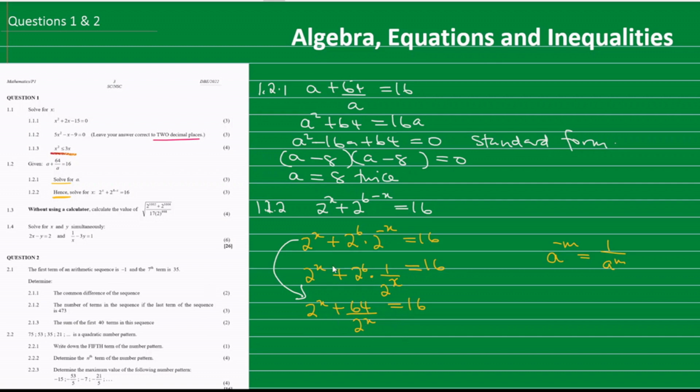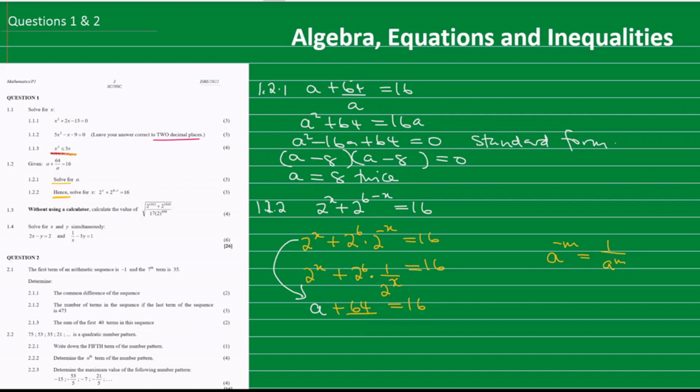So you find that the a is taking the place of 2 to the power x. So if we take out 2 to the power x and we write an a here and an a here, we are basically coming to the same problem there.